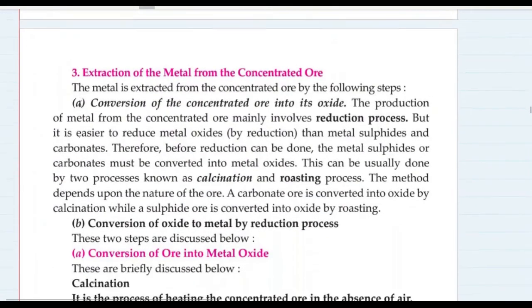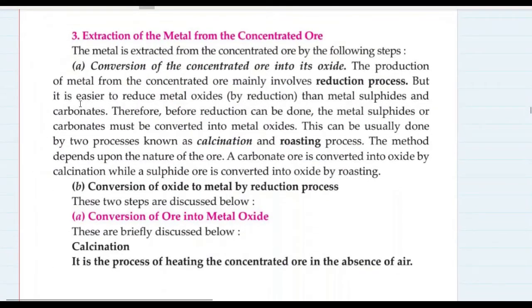Okay, so we will discuss them in higher classes. For now, you have enough information. Now we come to our main process, that is extraction of metal from concentrated ore. The metal is extracted from the concentrated ore by the following steps. First, we convert concentrated ore into oxide.